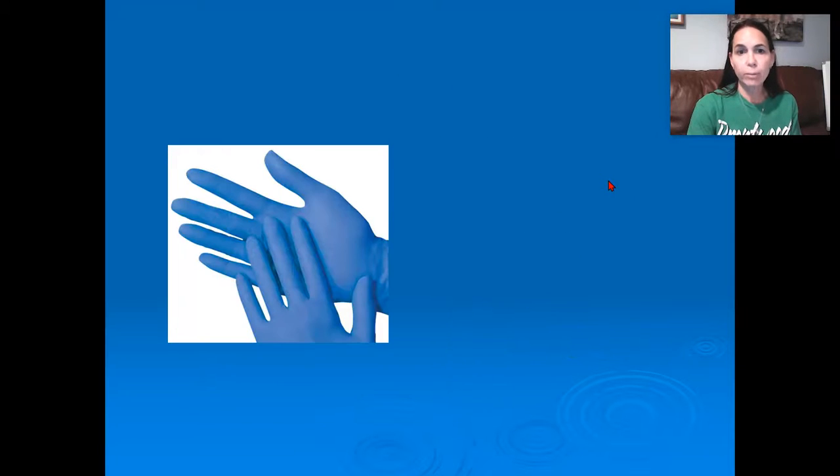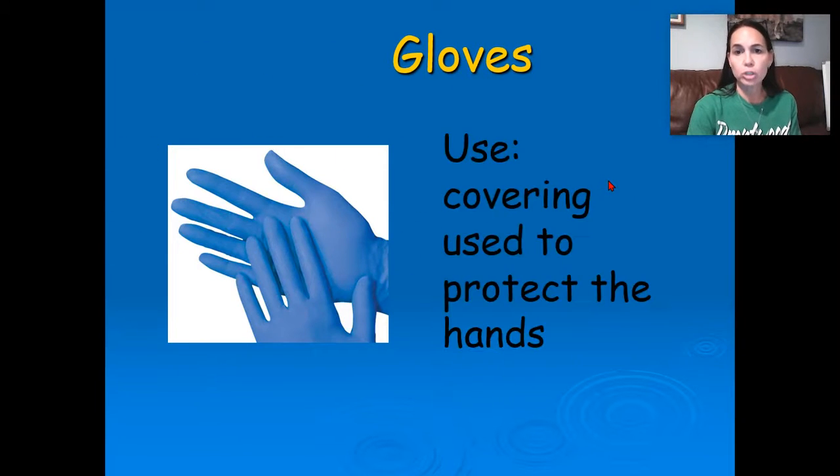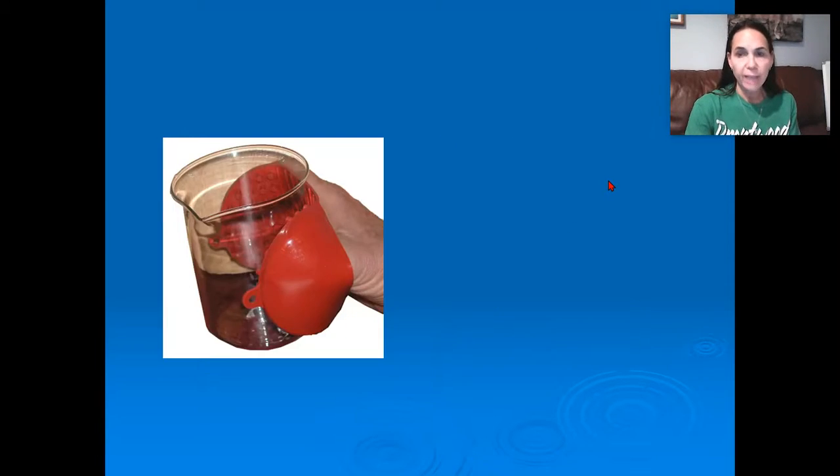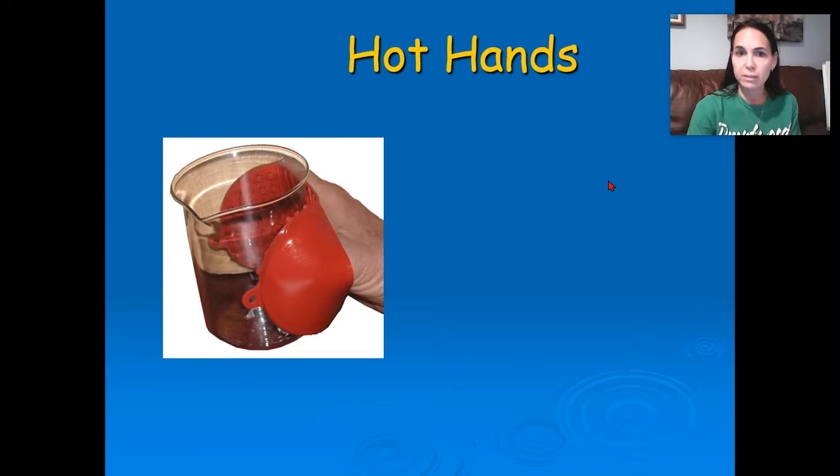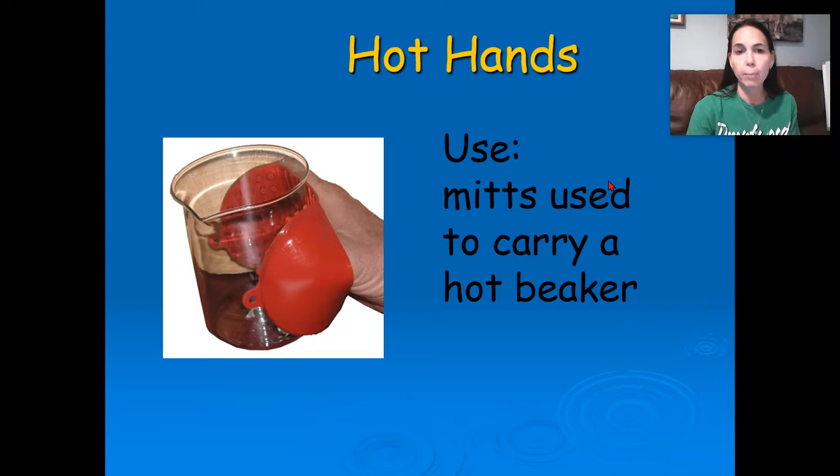The next piece of equipment that's important is gloves, which is used to cover and protect your hands. This is what I'll be using in the classroom anytime I hand out any dittos, which will not be very often, which is why we're using the digital notebook. And the last bit of safety equipment is called a hot hand. These are kind of like rubber little pockets that you slip your hands into like mittens, and it's used to carry a hot beaker.